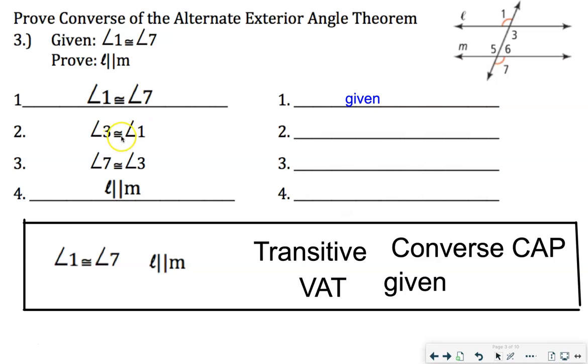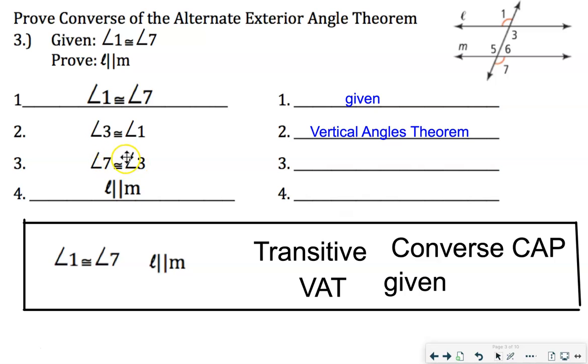So they said angle 3 congruent to angle 1. Here's angle 3, here's angle 1. Same thing we've done in the first 2. Those are vertical angles. Then they said 7 and 3 have to be congruent. You can look at what they are, but that's going to really help us with the next step. There's a pattern to these, as you can start to tell.